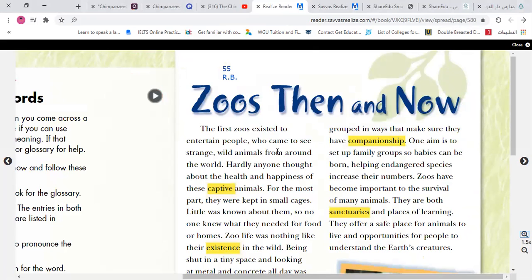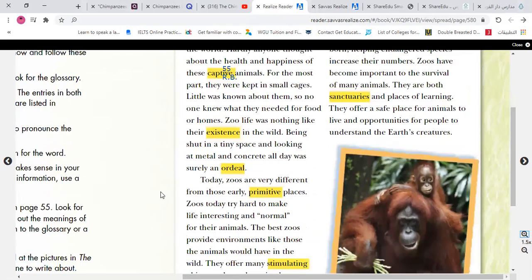Zoo then and now. The first zoos existed to entertain people who came to see strange wild animals from around the world. Hardly anyone thought about the health and happiness of these captive animals. For the most part, they were kept in small cages. Little was known about them, so no one knew what they needed for food or homes. Zoo life was nothing like their existence in the wild. Being shut in a tiny space and looking at metal and concrete all day was surely an ordeal.